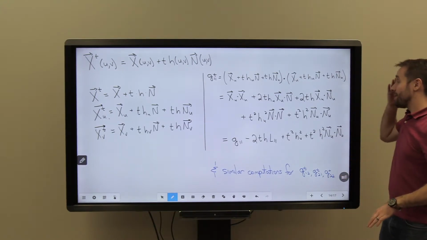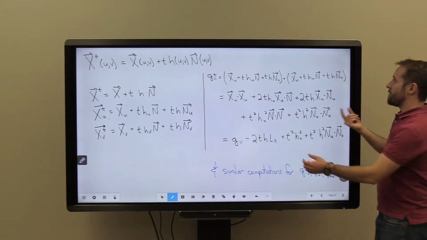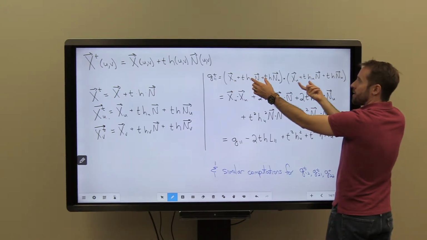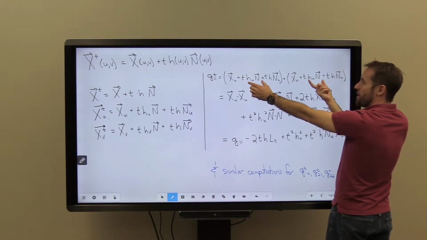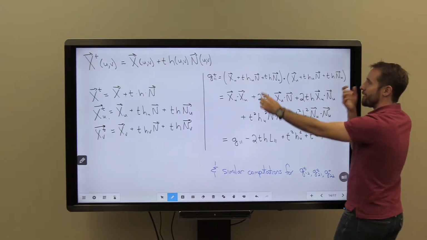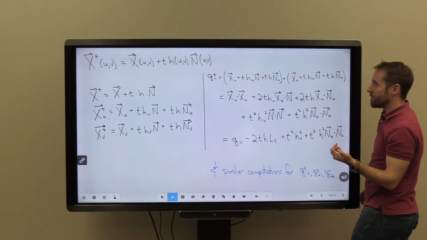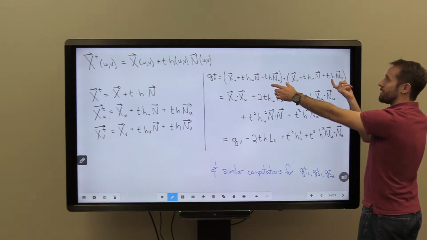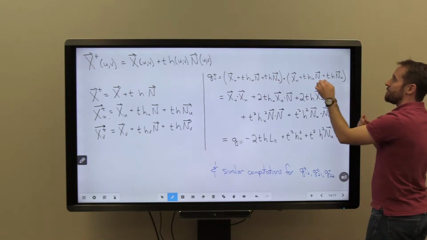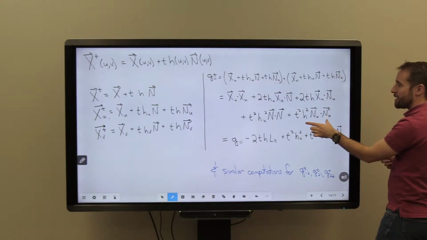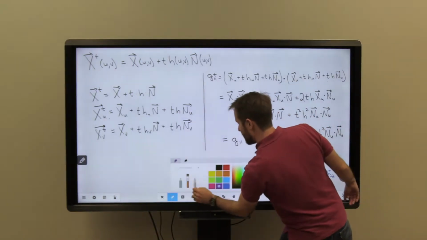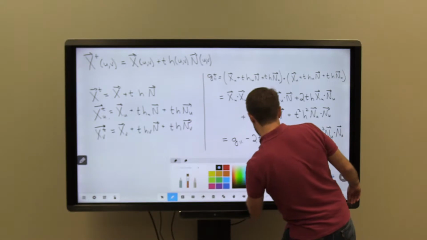All right, finally, what else? So we've done this one times this one times this one. We also need to do t squared times h sub u squared times n dot n. So that's this middle term times that middle term again. We will need to do these last 2 terms, so that's t h n sub u times t h n sub u. That's this term here. And I realize it's not actually written here, so we should add that, at least for the moment.